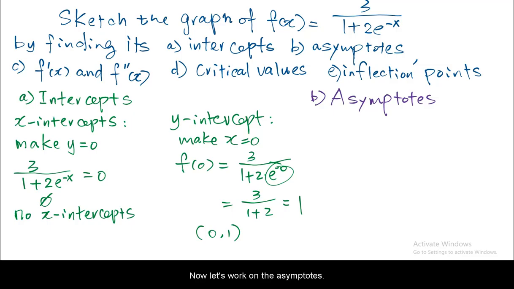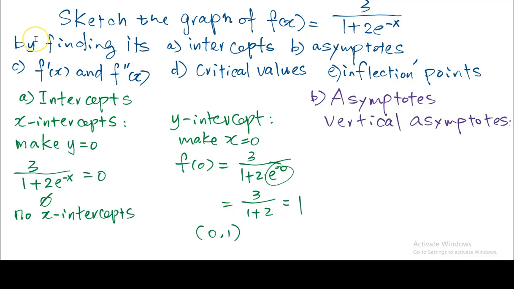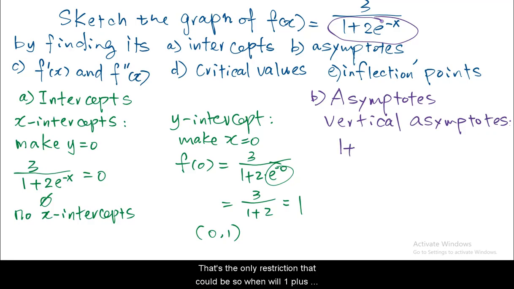Now let's work on the asymptotes. Let's start with the vertical asymptotes. A vertical asymptote takes place when the function is not defined. So we will find where f of x is not defined, which is when the denominator equals 0. That's the only restriction there could be.